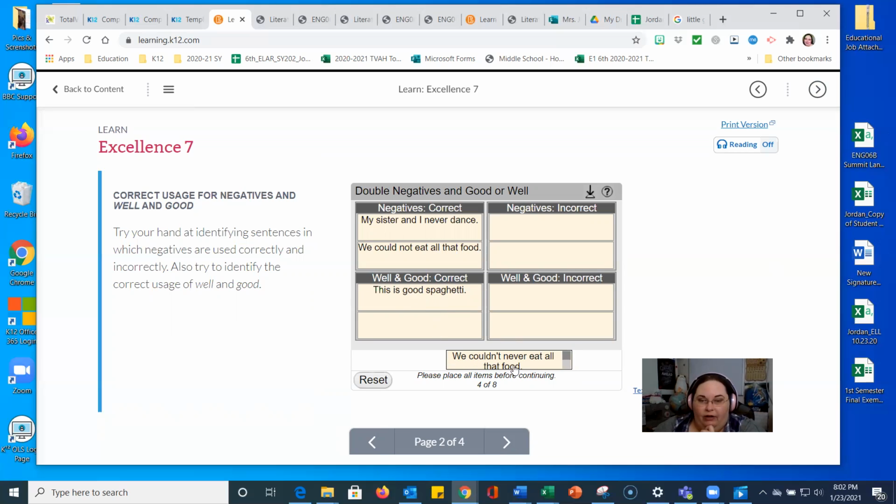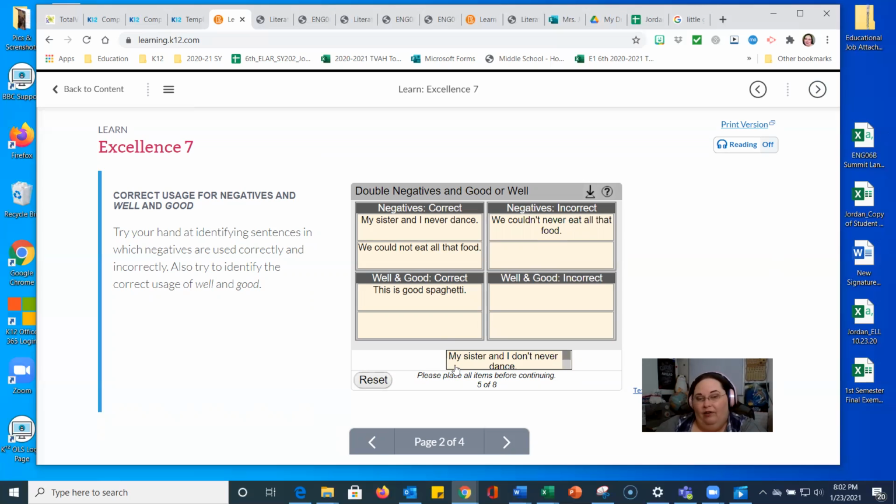We couldn't never eat all that food. Is that correct? Well, of course, it's negatives. Do we have one negative or two negatives? If it's two, it's wrong. If it's one, it's correct. And of course, we have two negatives here. Couldn't and never. We couldn't never. Should be fixed by saying we couldn't eat all that food, or we will never eat all that food. Yeah. The best way I think would be we couldn't eat all that food. But that is definitely incorrect.